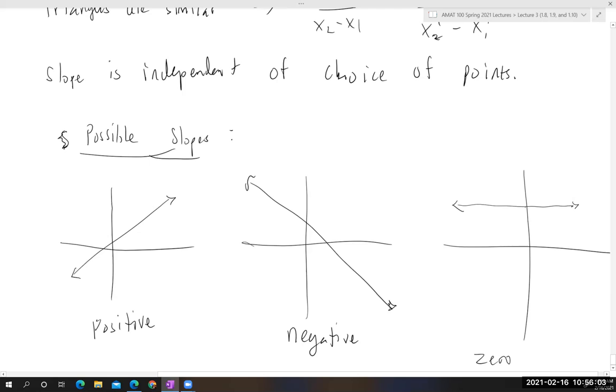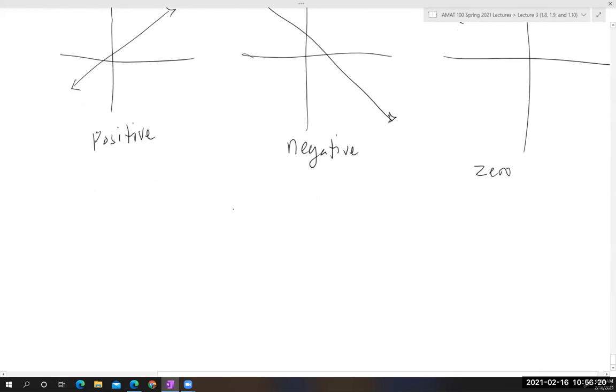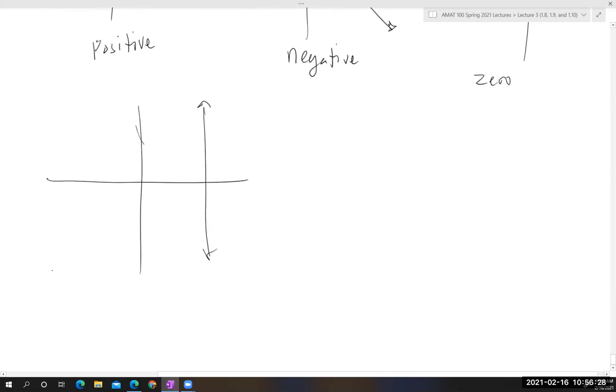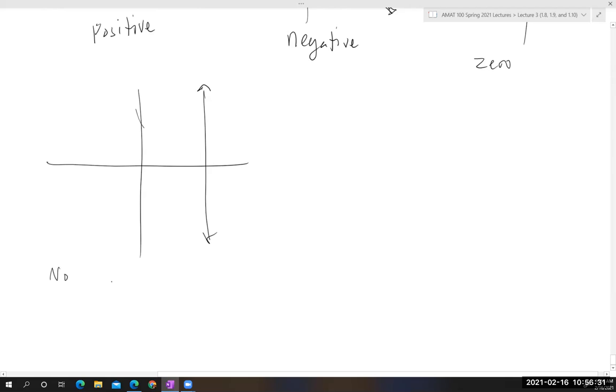This would be a zero slope. The reason is that if you take 2 points on this line, the change in y is 0 because the y coordinates of these 2 points are the same. So the overall fraction is 0. So this will have a 0 slope, and this is a horizontal line. And finally, you could have a vertical line. In this case, you would say there's no slope, or it's undefined. It just does not have a slope because the change in x is 0, and you can't have division by 0. So you can't have a slope for these lines.